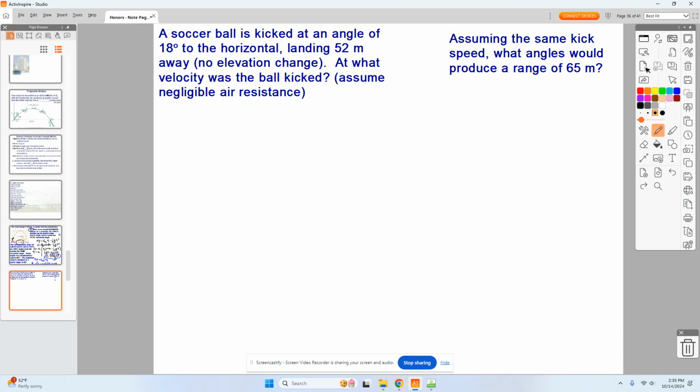Okay, a soccer ball is kicked at an angle of 18 degrees to the horizontal and lands 52 meters away. So there's no elevation change. That tells me I can use that range formula. I'm going to draw a quick little sketch here. Based on it being kicked at 18 degrees, and I don't know the launch speed, I can just go out and measure how far that ball travels, and then use that range and that angle to calculate how fast it was kicked. I'll show you that with this formula.